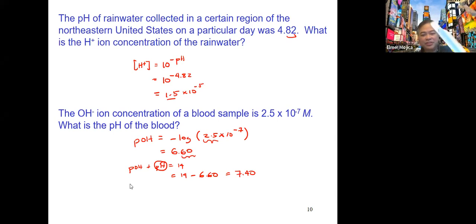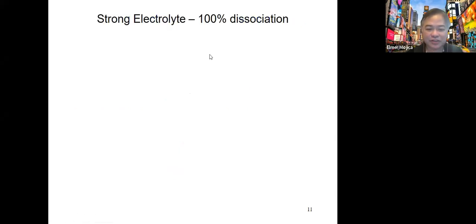Now, let's go now doon sa nature, yung tinatawag nating strong acid, strong base, weak acid, weak base. And if you're going to look at the additional thing doon sa syllabus or sa module, meron kayong discussion nito.